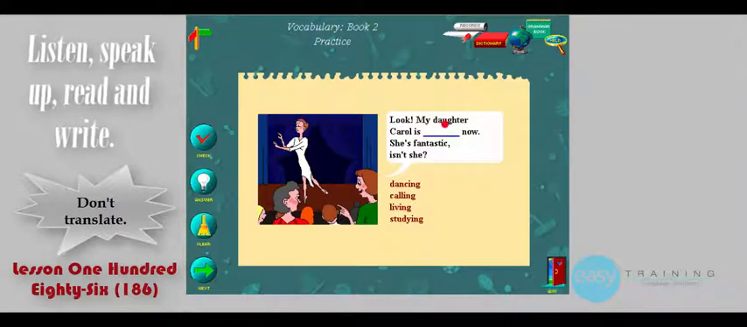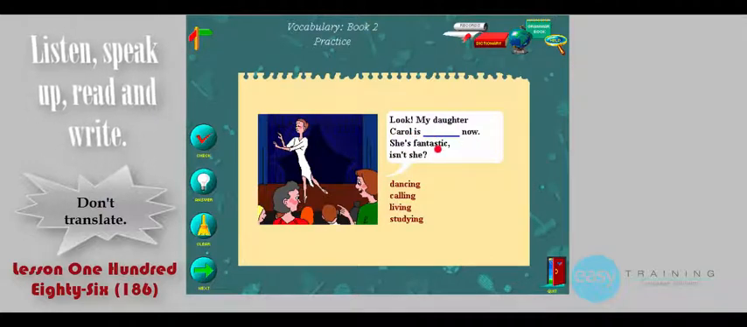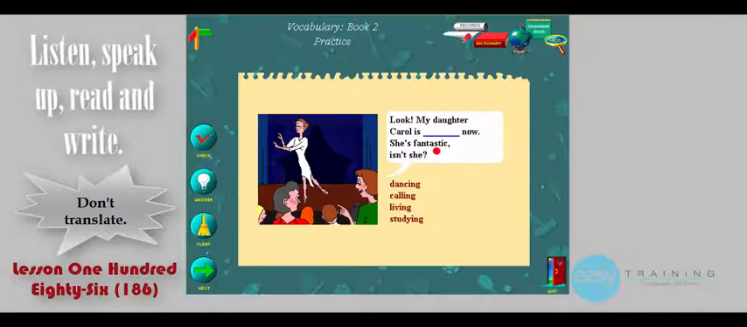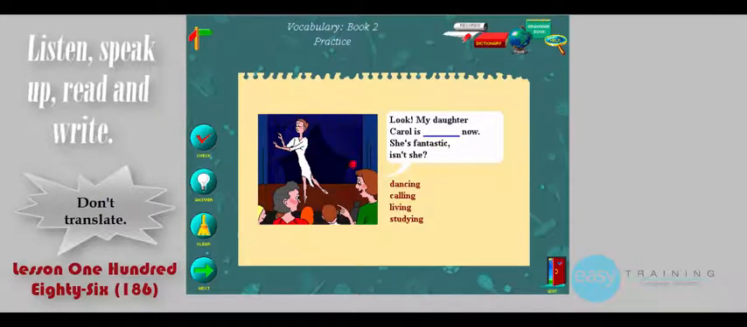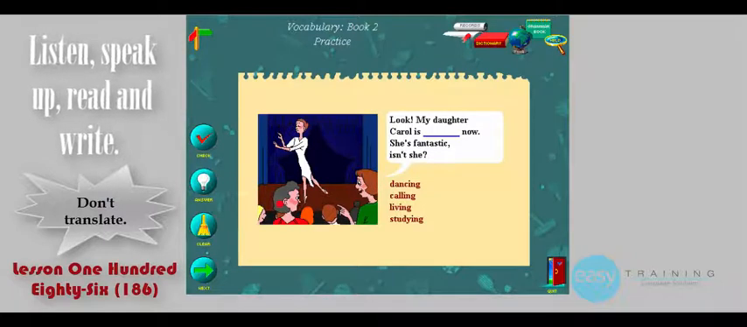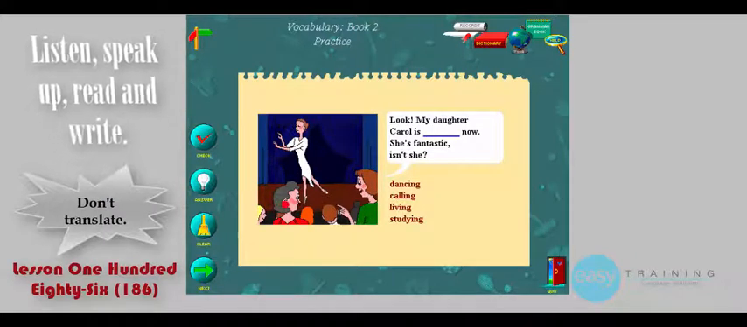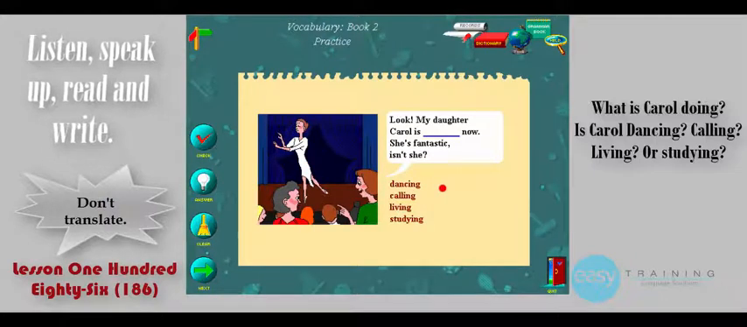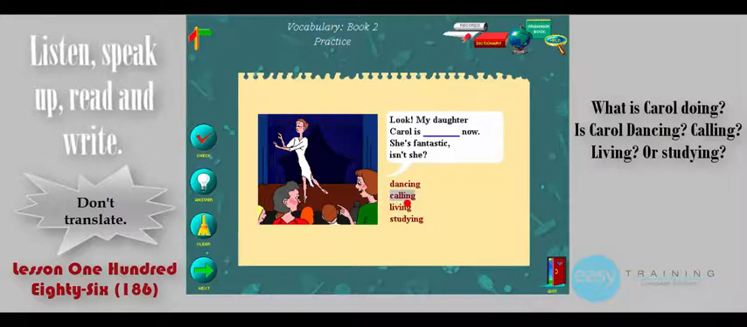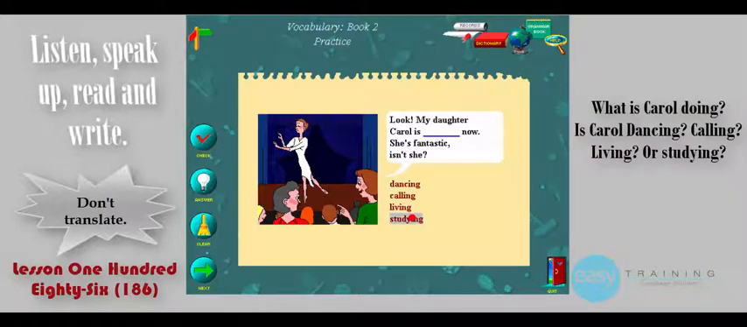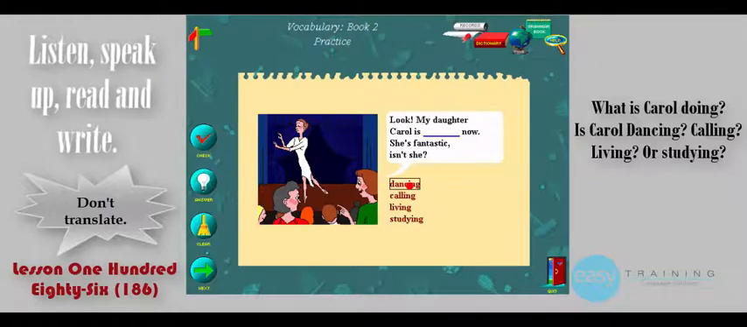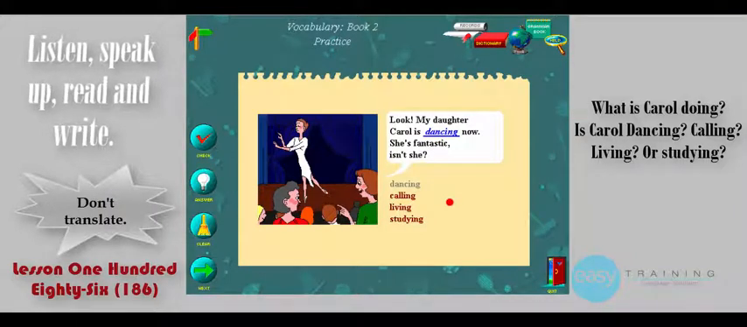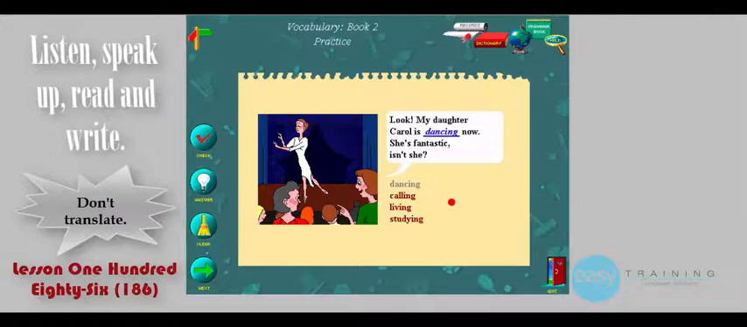Look, my daughter Carol is blank now. She's fantastic, isn't she? This is Carol. These two ladies are talking, and one of them says that her daughter, Carol, is... What is Carol doing? Is Carol dancing, calling, living, or studying? Well, you're right to say that she is dancing. My daughter Carol is dancing now. She's fantastic, isn't she?